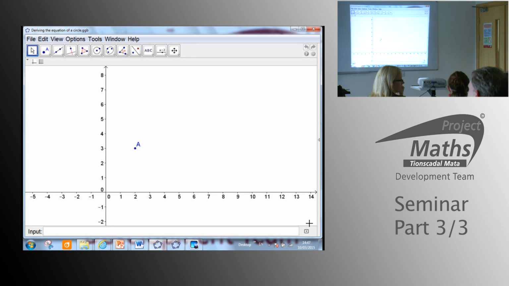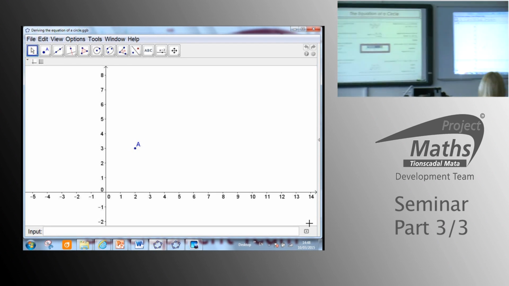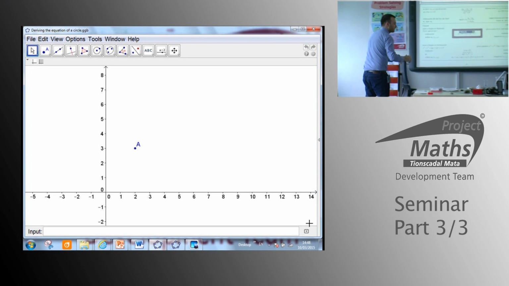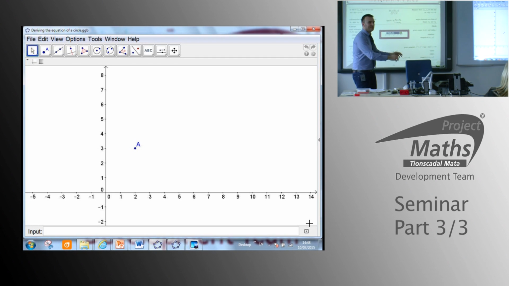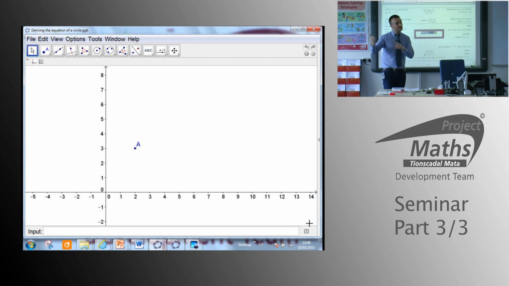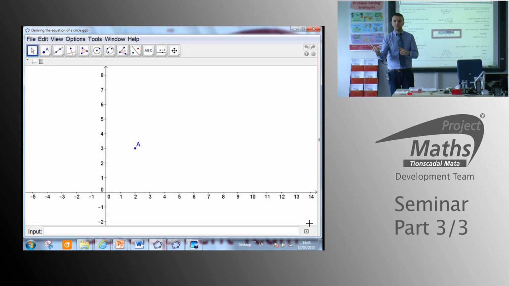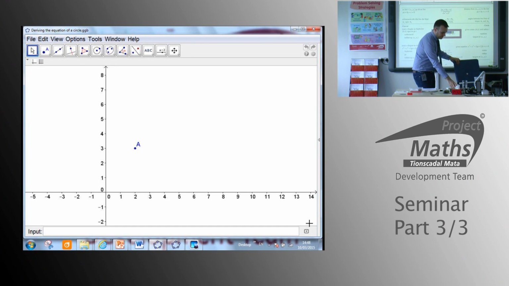How many people start with the centre at the origin? Yeah? And then work it out, or work towards this one. Researchers say we should do it the other way: to start here, and then go back to the one that's centred at the origin. Can I just show you before, and feel free to add in here whatever you like.